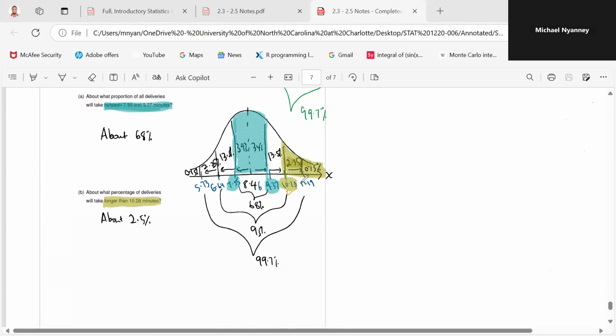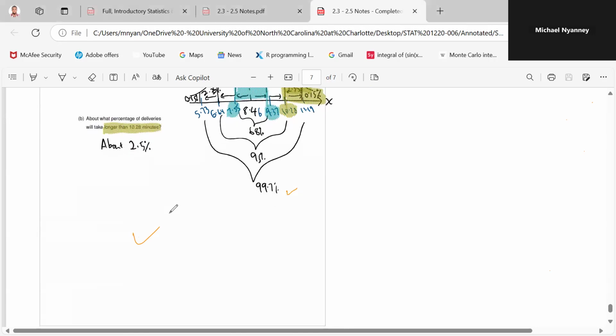So always go 1, 2, 3 standard deviations to get to know all your data values. Then every question being asked, you are going to find the answer there. So you locate this point, then the percentage of our data set that will be above 10.28 will be 2.35 plus 0.15. That gives us about 2.5%. So about 2.5% of our data set will be above 10.28 minutes. Okay, so that is the end of chapter 2.